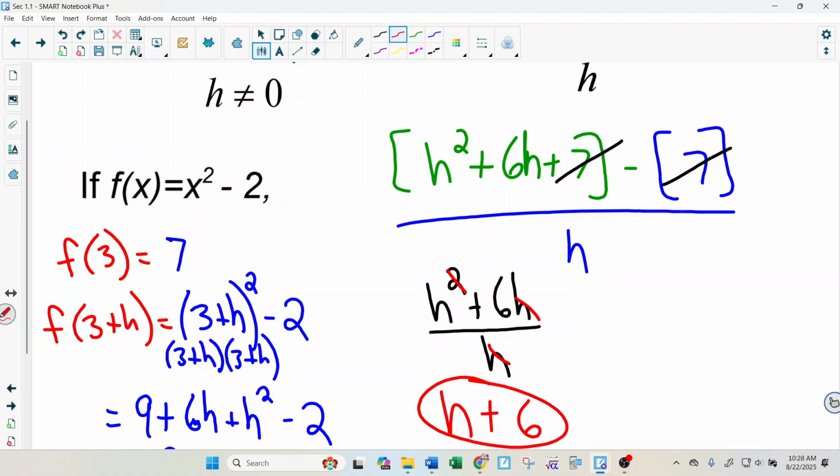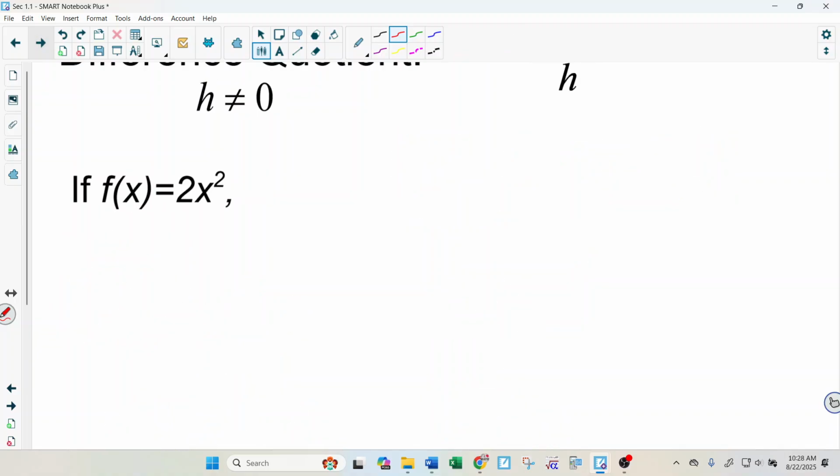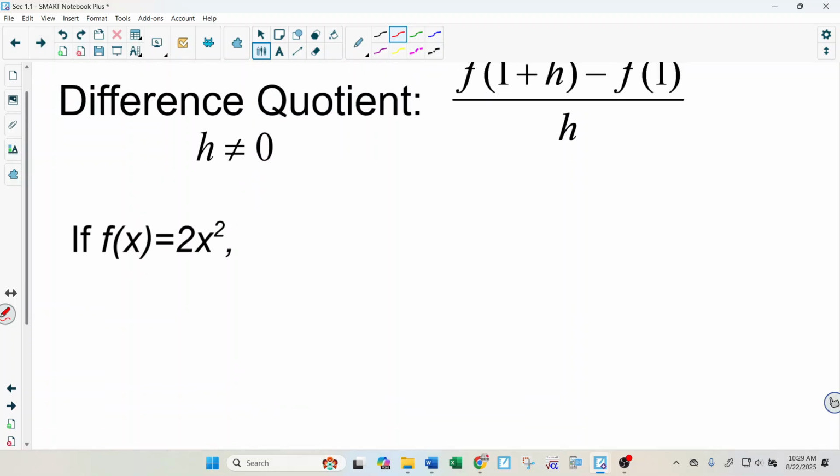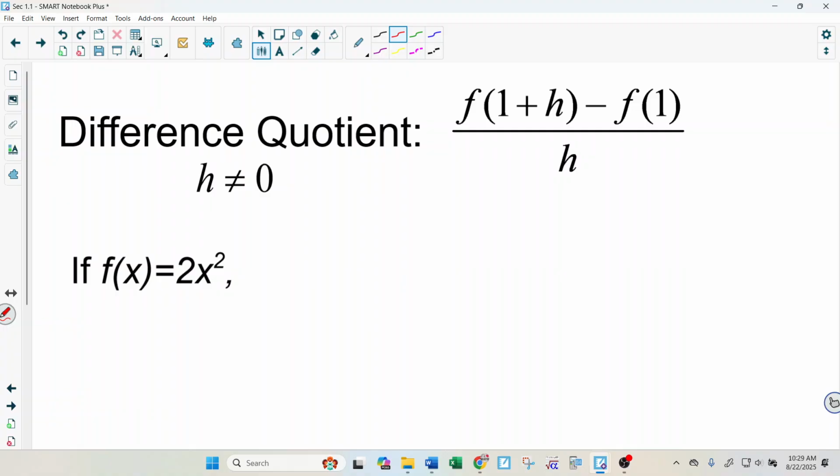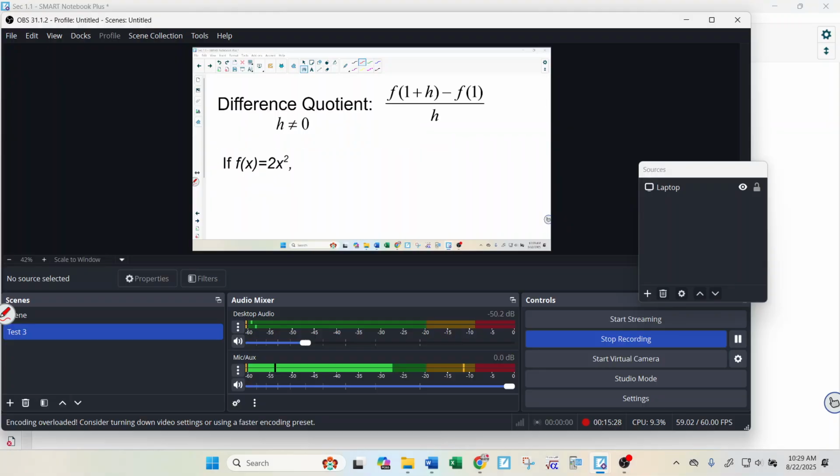All right, I'm going to skip the one at the bottom. And let's go to the back. So you try setting that one up on the back. I'll give you a second to do that one. We'll work your way through that one. So notice we have f of 1 plus h minus f of 1 over h, and our function is 2x squared. So you try that out.